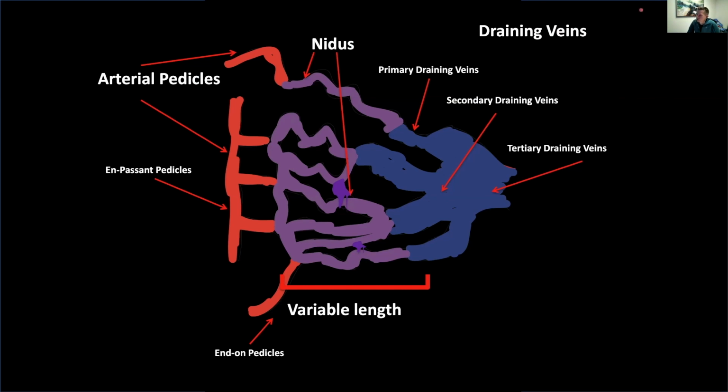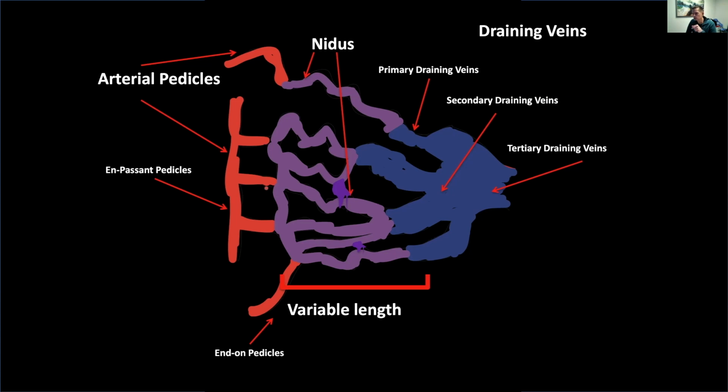So this is a cartoon schematic of those various things. And let's start on the arterial side. So there are a couple of different kinds of pedicles that you might have going in. Number one, you can have an artery that plugs directly into the nidus. That's this end-on pedicle. Those are easy. Those are essentially not feeding any normal brain. You can do whatever you want with them. It's not going to matter because there's little consequence of neural compromise.